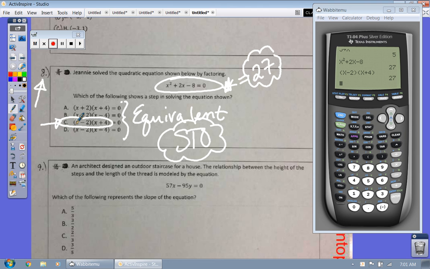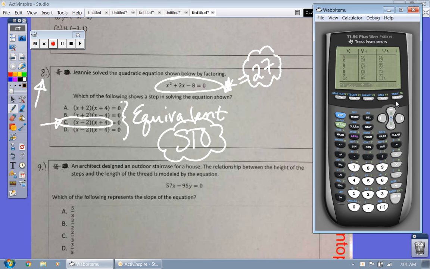Now there's another way to do this as well. Anytime you're taking this STAAR test and they give you an equation, see if you can use the y equals as well. Watch what happens here when I put this information in y equals. And then I'm also going to type in letter C. I know letter C is my answer, x minus 2 and x plus 4.